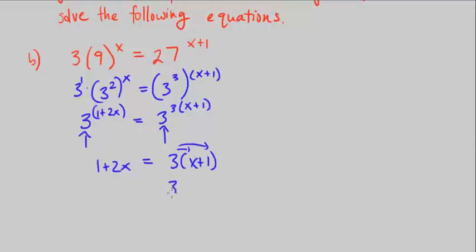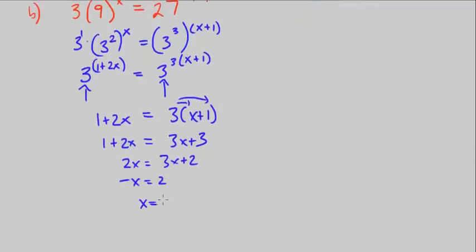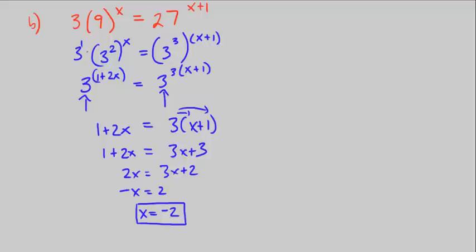So distribute the 3, 3x plus 3, 1 plus 2x on the left, right? Any way you want to do it, let's go ahead and subtract 1 from both sides. Subtract 3x from both sides. Divide both sides by negative 1, and we get x is equal to negative 2. Okay, this part right here is just some algebra. So go ahead and review this if you want to show additional work to get x is -2. More power to you.